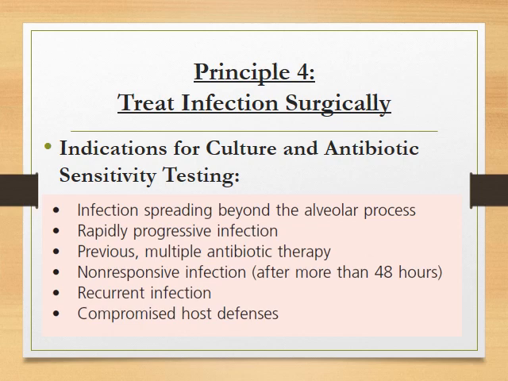When I decide to do this, there are some indications. First, if the infection spread beyond the alveolar process, which means the infection crossed to the facial spaces and neck spaces. As we said, when the infection spreads beyond the alveolar process, this indicates a severe infection. Second, rapid progressive infection, another indication of the severity of infection. Delay in bacterial identification in these cases may have disastrous consequences, and therefore culturing early in the clinical course is indicated.